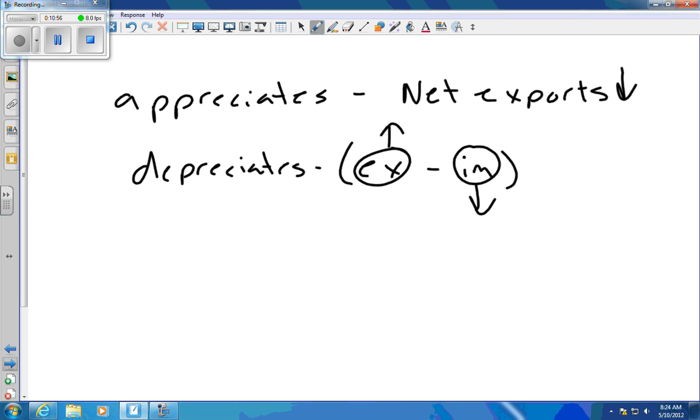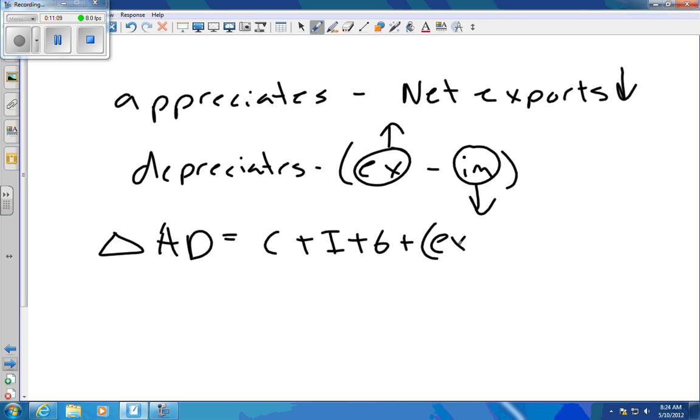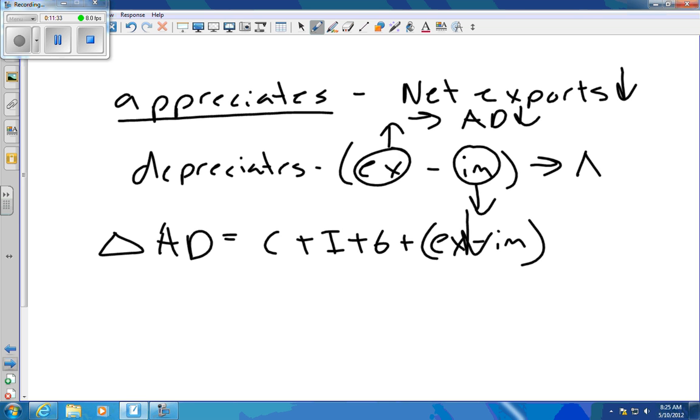And then all you have to do really is figure out how the appreciation or depreciation is going to change aggregate demand. Well, remember, aggregate demand is C, I, G, and net exports, or exports minus imports. So if a currency appreciates and that causes net exports to go down, then that causes aggregate demand to go down. And if a currency depreciates and net exports are going up, this is going to cause aggregate demand to go up.